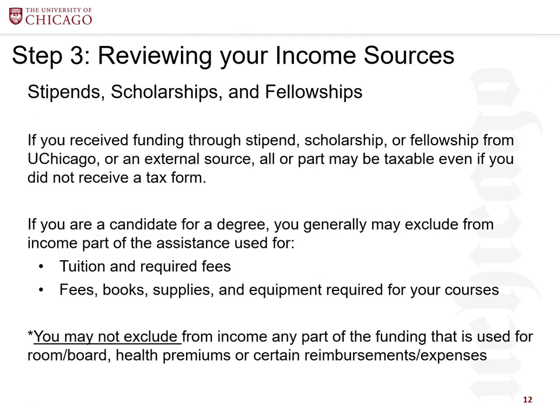So, stipends, scholarships, and fellowship income. If you received funding through stipend, scholarship, or fellowship from UChicago or from a third-party external source, all or part of that may be taxable even if you did not receive a tax form. If you're a candidate for a degree, you generally can exclude from this income part of the assistance that was used for tuition and fees, books, supplies, and equipment related for your courses, but you may not exclude from income any part of the funding that's used for room and board, health insurance premiums, or certain reimbursements and expenses.